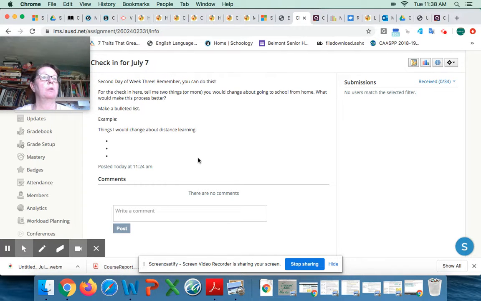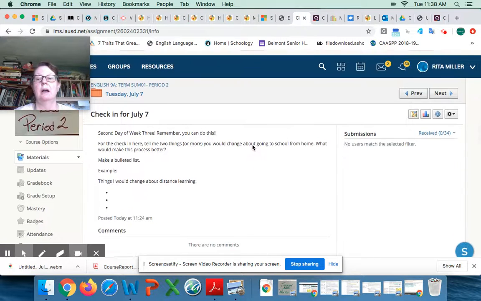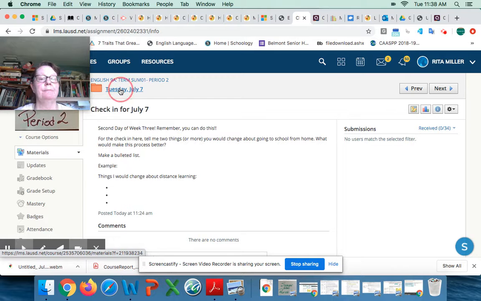Maybe more interactive group work on Schoology so that you break up into groups when we have these conferences. That's something we can do. More choices that you could do for assignments. More time, more independent time with the teacher, all things. These are just suggestions. Whatever works for you. What do you think would make this process better for you? Okay. So that's the check-in.